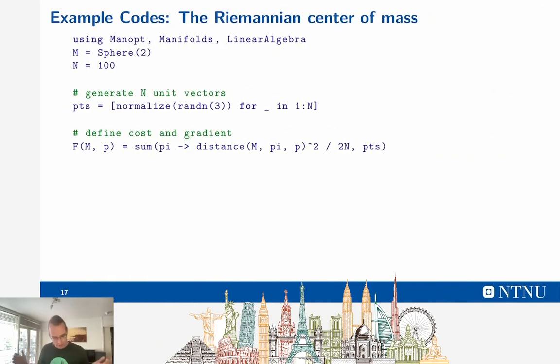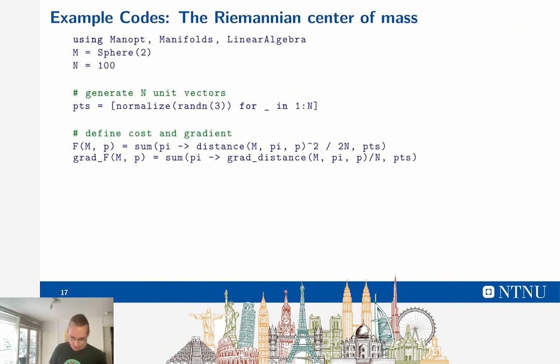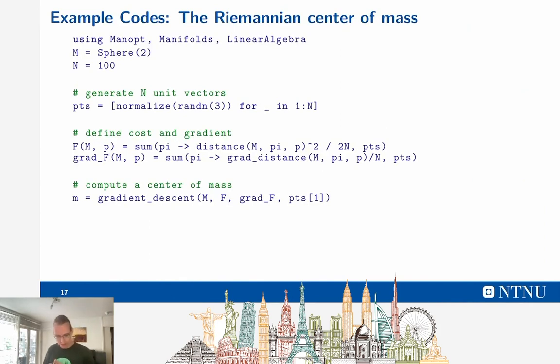Then the cost function is just the distance from Manifolds.jl of pi to p squared and sum them up, where pi runs over the points that we generated, and p is the parameter of our cost function, which also takes the domain M as its first parameter. The gradient for that, Manopt provides grad_distance, which again provides exactly the gradient that we wrote on the last slide, and this is then the computation we have to do to obtain the gradient of f, grad f. Then we can just call gradient descent, M, f, the gradient, and let's say the first point as a starting point for the gradient descent. And this will work just fine.